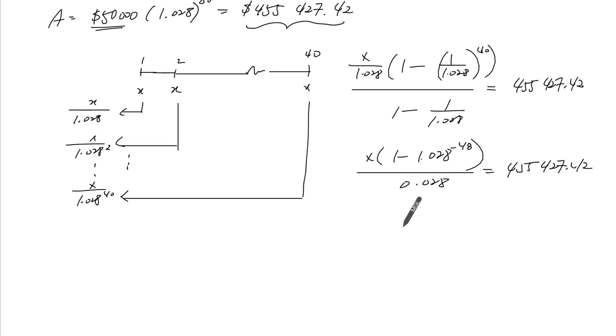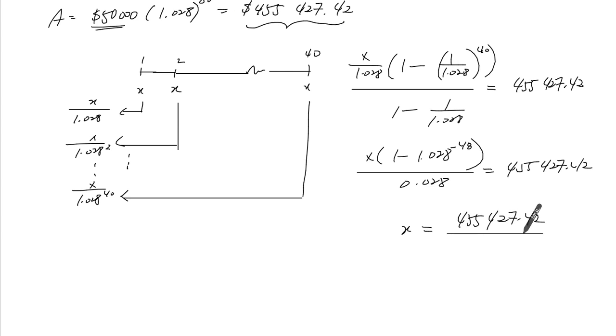Okay, let's isolate X. So we multiply by that and then divide by the numerator there. Okay. All right, let's punch in the calculator. Okay, so $1,736.53 is how much you can pull out every 3 months for 10 years.